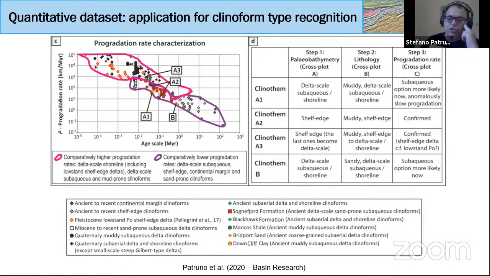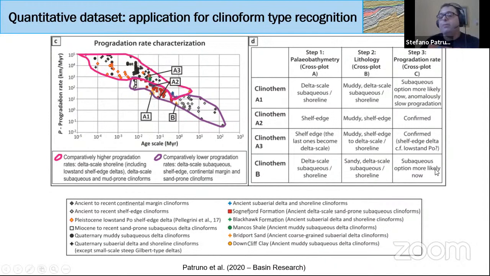For example, clinoform MB, which was the small one that comes from the UK, if you remember, using the first plot, the solution would be delta scale subaqueous or shoreline. The second plot will tell you sandy delta scale subaqueous. So it tends to be delta scale subaqueous or a shoreline. Using the third plot, which is looking at progradation rates, because it is slower in terms of progradation, right? It falls over here. The subaqueous option is more likely now.